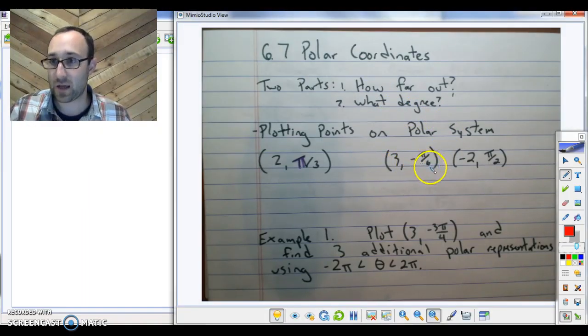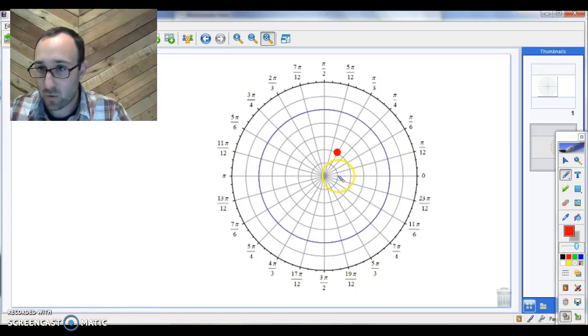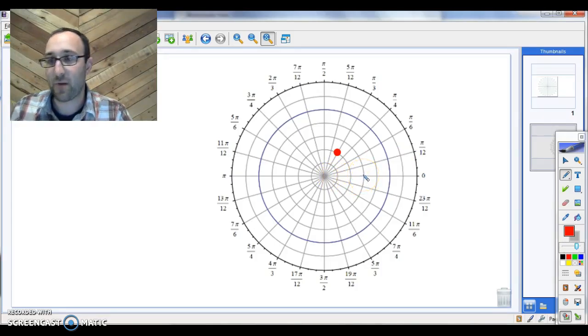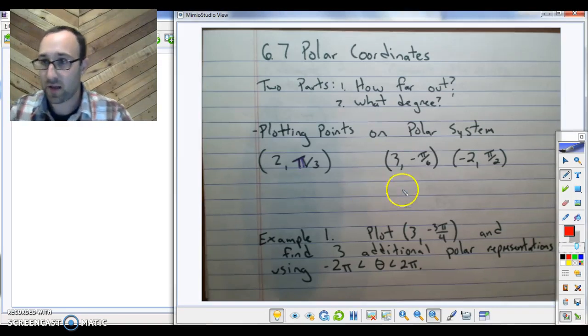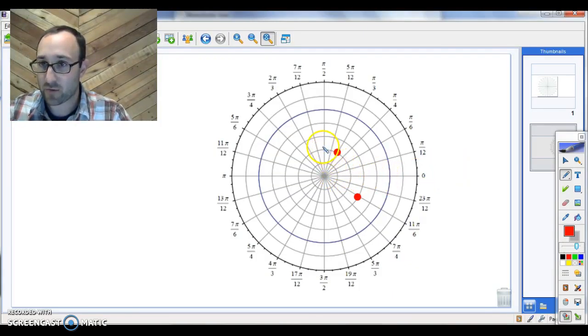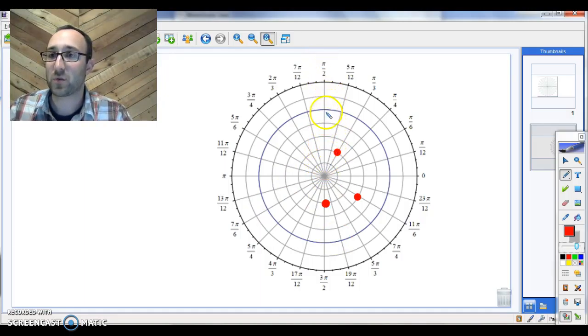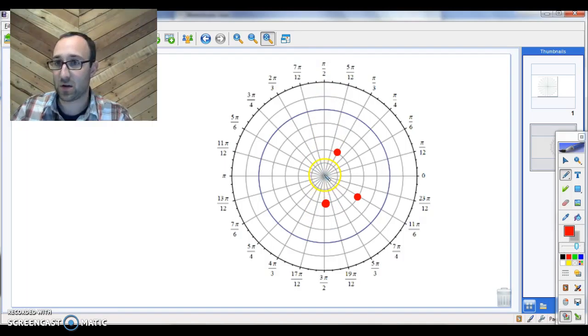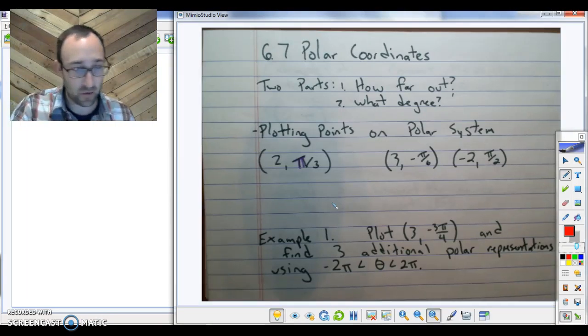The next one is (3, negative pi over 6). So I'm going to go out 1, 2, 3, and negative pi over 6 is going down 1 pi over 6. So we ended up at 11 pi over 6. So we'd be there. Not bad. And then the last one, let's plot (negative 2, pi over 2). So what I would do is first go to pi over 2, and from this line right here, I want to go negative 2. So I'm going to start at the pole and go down 1, 2. So that would be our new spot. Notice how positive 2 would be up here in the pi over 2 direction. But because we're going negative, we're going away from pi over 2, and it's going to start at that middle. Alright, there we go.